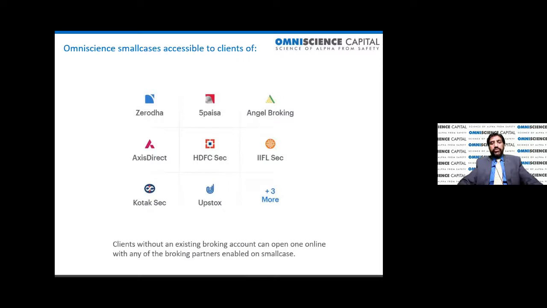So these are some of the broking partners. If anyone has a broking account with any of these, Zerodha being one of the largest, 5paisa, Angel, IIFL, HDFC Securities, etc. If people have broking accounts with these, there is absolutely no paperwork required, and they can directly start investing in OmniScience smallcases on a separate platform.